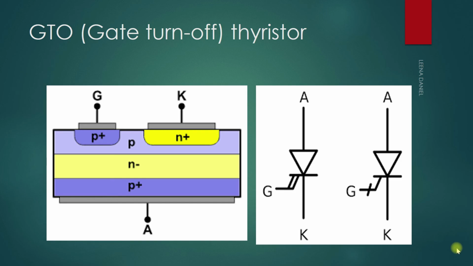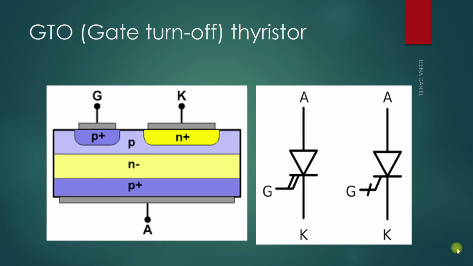This is the GTO, gate turn off thyristor. As we studied in the thyristor, once the thyristor gets turned on, it cannot be turned off through the gate. But a GTO is a more versatile power semiconductor device. It is like an SCR, but with added features. A GTO can easily be turned off by a negative gate pulse of appropriate amplitude.